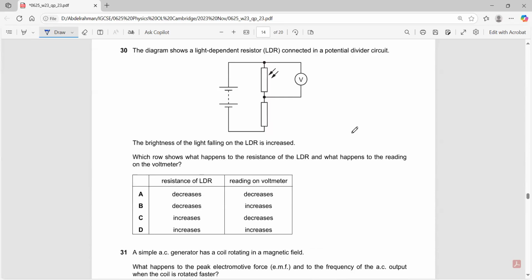Diagram shows the light dependent resistor LDR. The brightness of the light falling on the LDR is increased. So as the light increases, what happens to the resistance? The resistance decreases. What happens to voltage? The voltage decreases. So the resistance of the LDR decreases, and the reading on the voltmeter also decreases. If he asks about the potential difference of the other resistor, it would increase. Yes, it would increase. Okay.